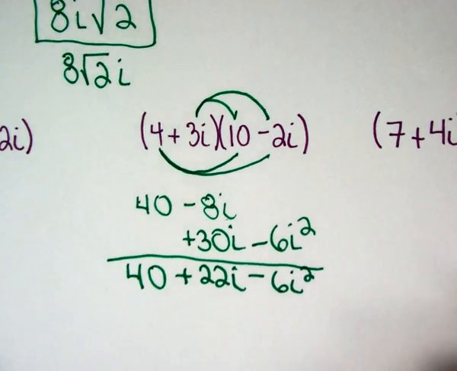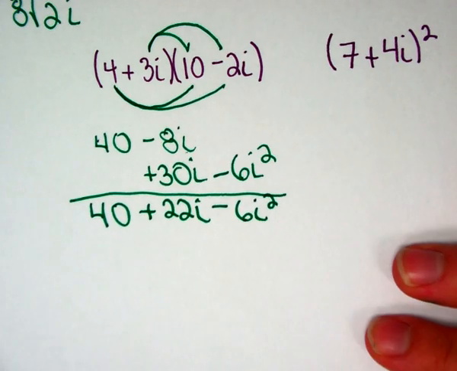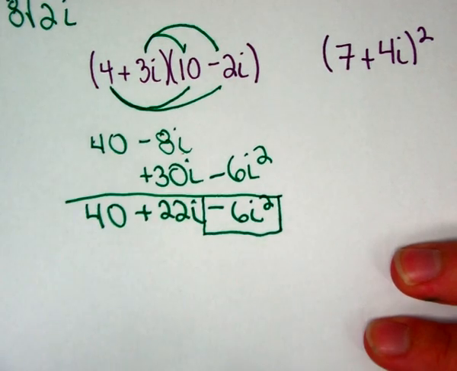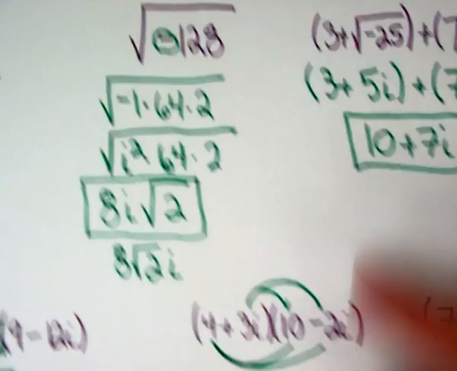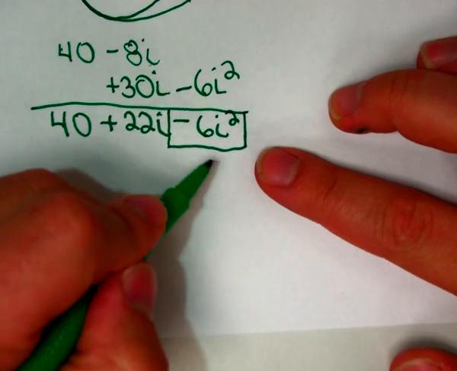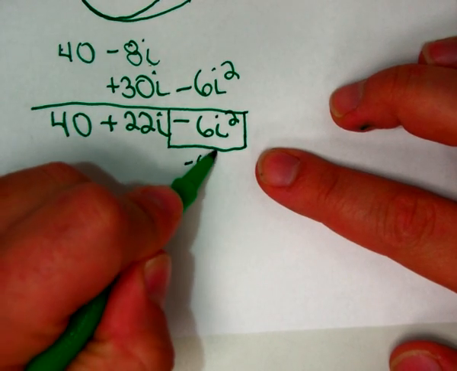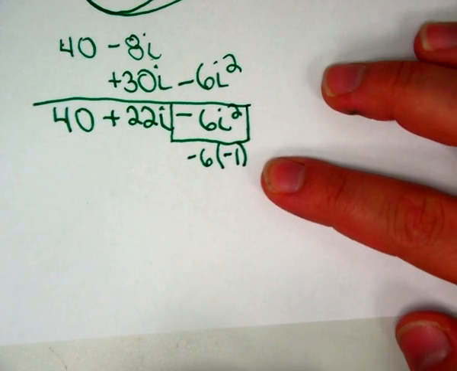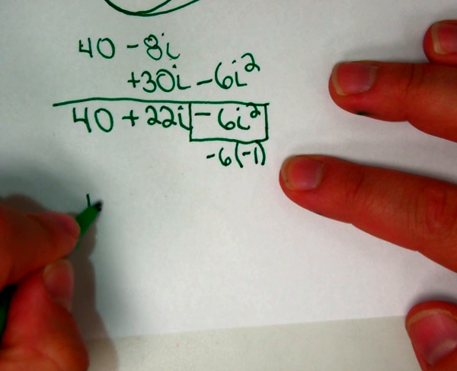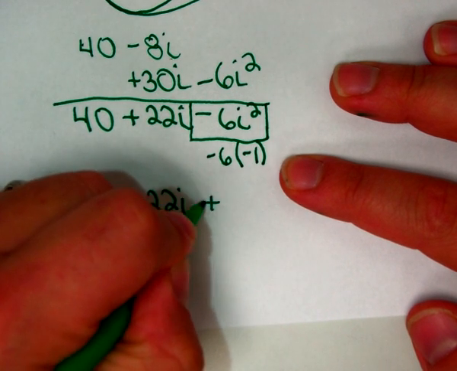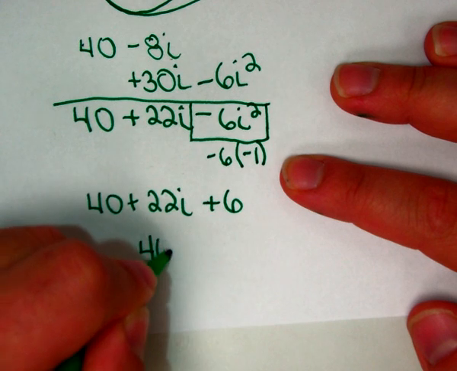Okay? Now, can we simplify this further? Absolutely. Let's take this value right here and look at it on a larger scale of what we know. We know from the golden rule that i squared is the same as negative 1. Since i squared is the same as negative 1, this is really saying negative 6, and then that i squared will be a negative 1. What's a negative times a negative? It's a positive. So that means that we end up with 40 plus 22i, and this will be plus 6. That means my final answer is going to be 46 plus 22i.